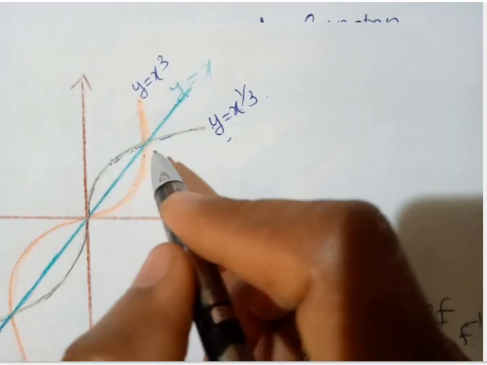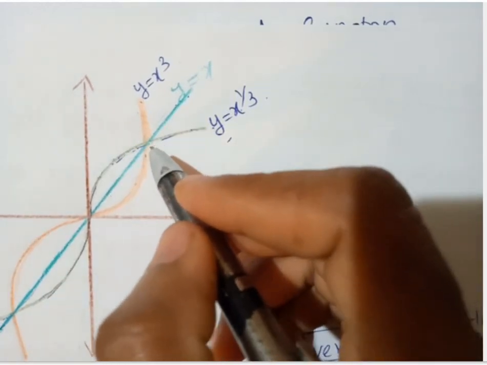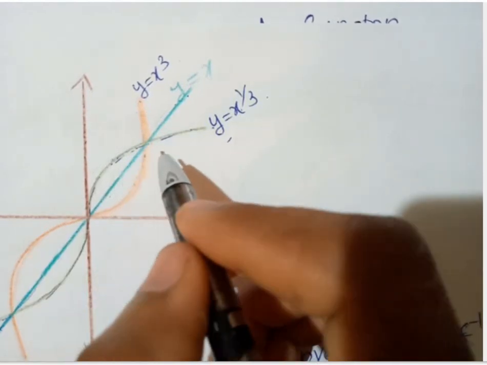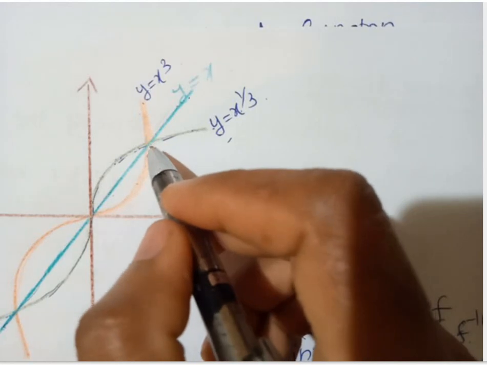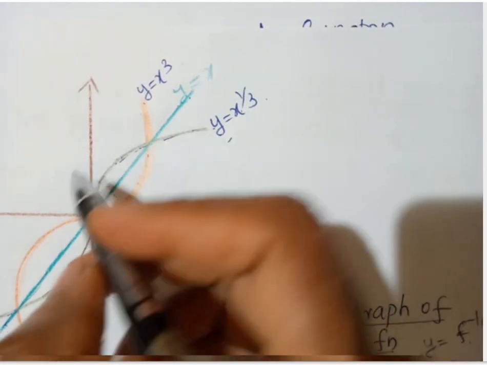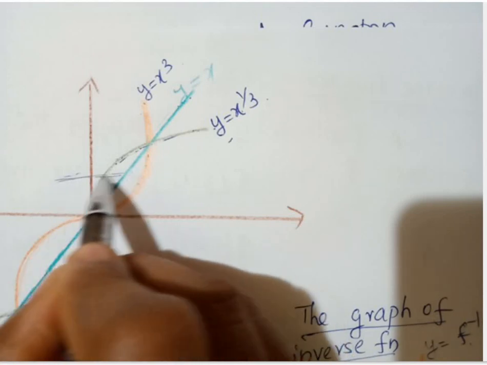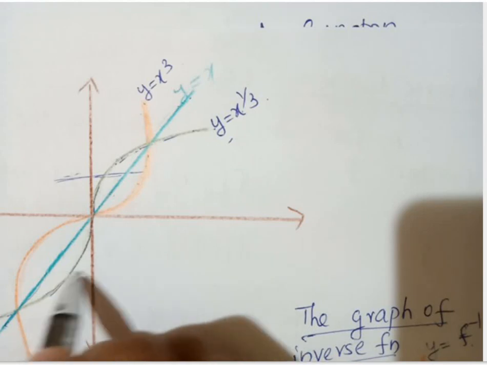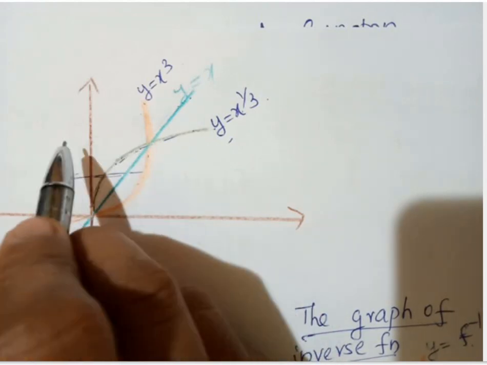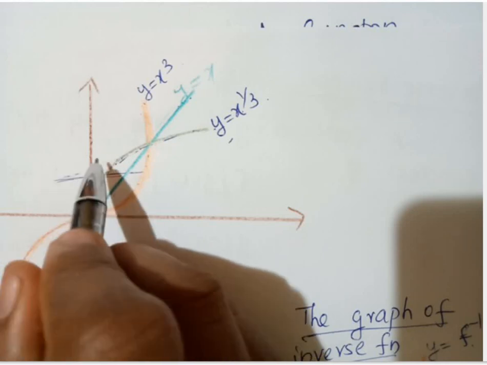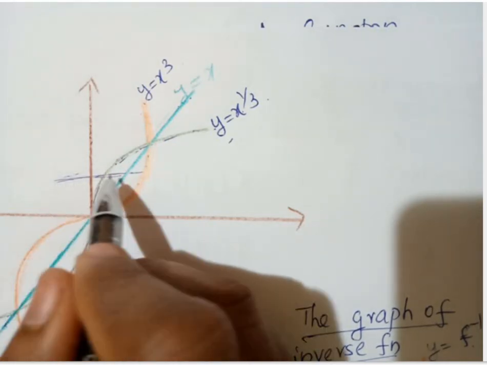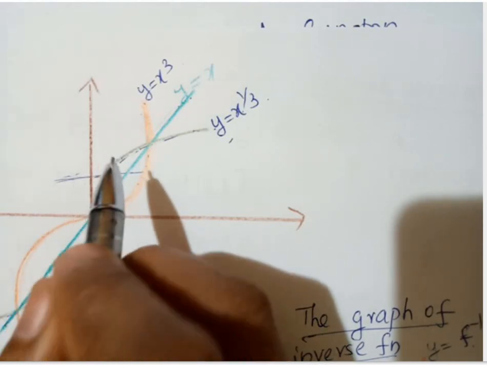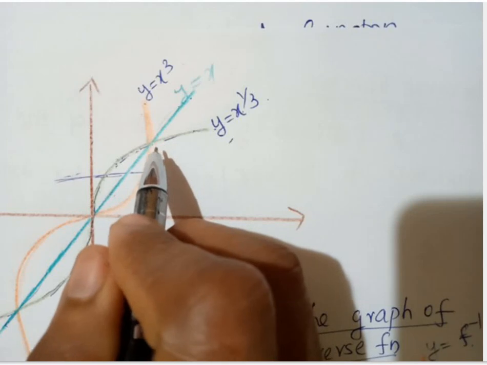Horizontal line test means draw a horizontal line, which is a line parallel to the x-axis. If it touches at one point on the graph, then we say that it is 1 to 1. This is the horizontal line test. Draw the horizontal line here and it touches only one point on the graph. At each point on the y-axis, that line will touch at one and only one point on this graph.